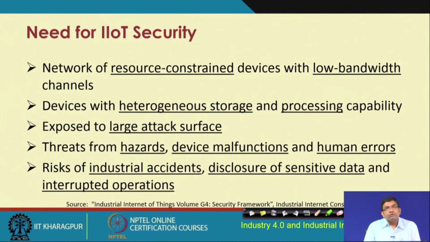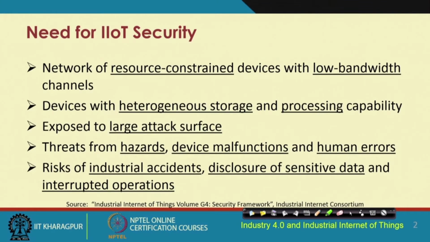So, there are different types of threats additionally in IIoT systems: threats due to different types of industrial hazards, hazards due to the machineries and so on, device malfunctions, malfunction of the networks, human errors. Human is very important in the manufacturing sector, in the industrial sector. So, human errors, there are risks of industrial accidents, disclosure of sensitive data, interrupted operations and so on.